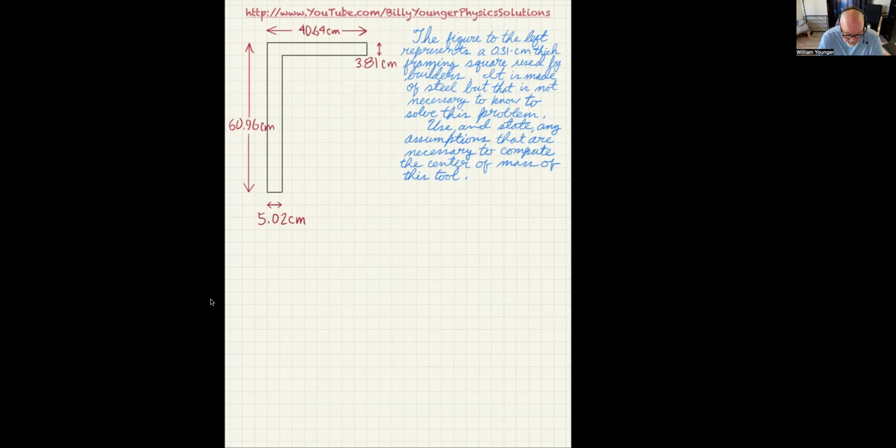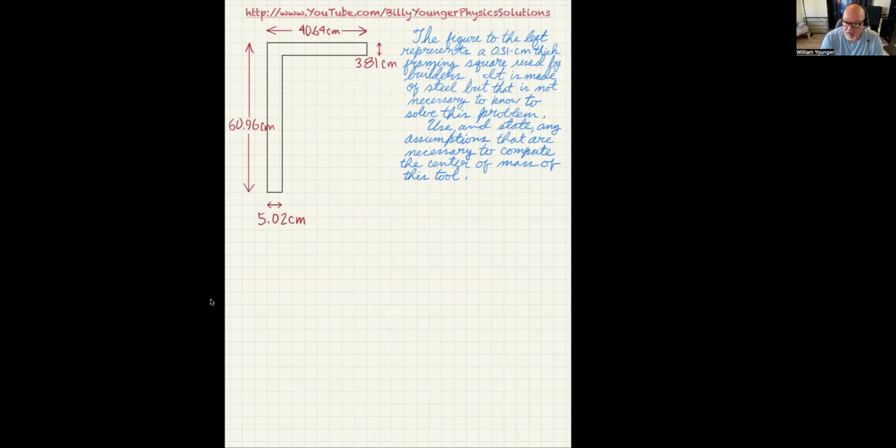This is a framing square. In fact, I've got it drawn just as it is, sort of in two dimensions. Technically, it actually has a thickness from what you see here in black. The thickness goes in towards the page, and it's about, like I said, an eighth of an inch thick. The figure to the left represents a 0.31 centimeter thick framing square used by builders. It is made of steel, but that is not necessary to know to solve this problem. Use and state any assumptions that are necessary to compute the center of mass of this tool.